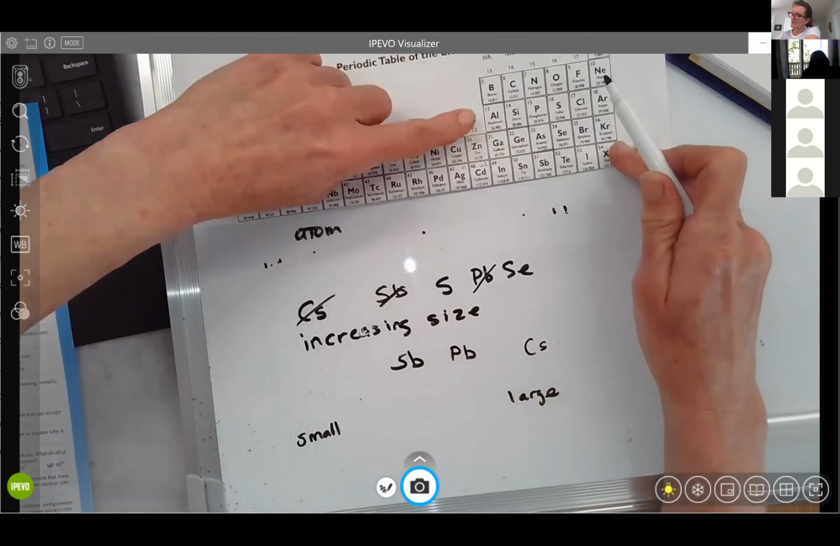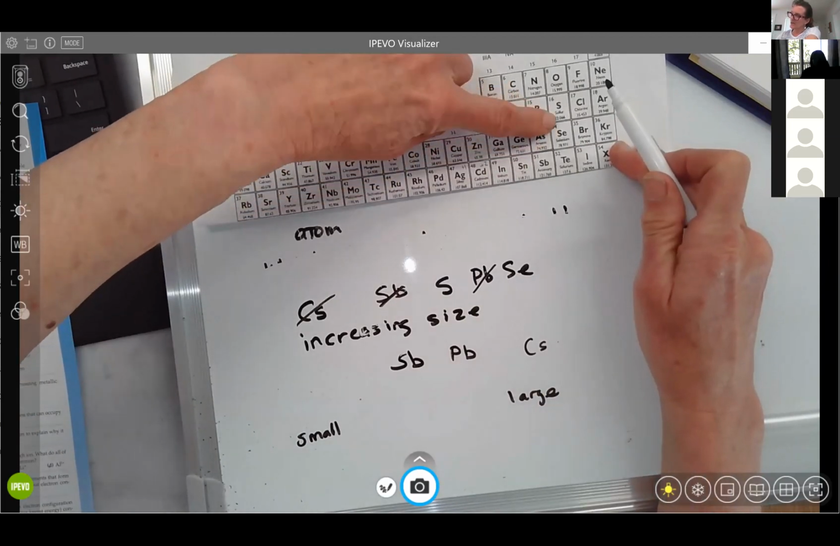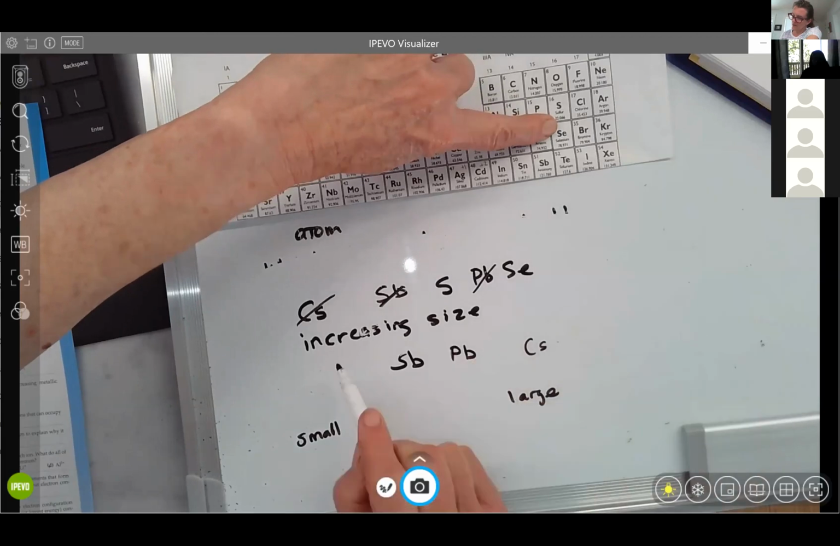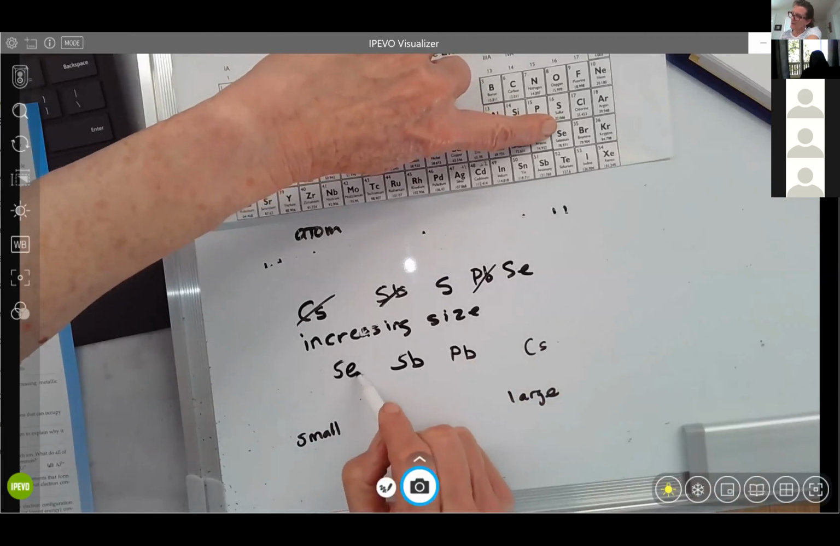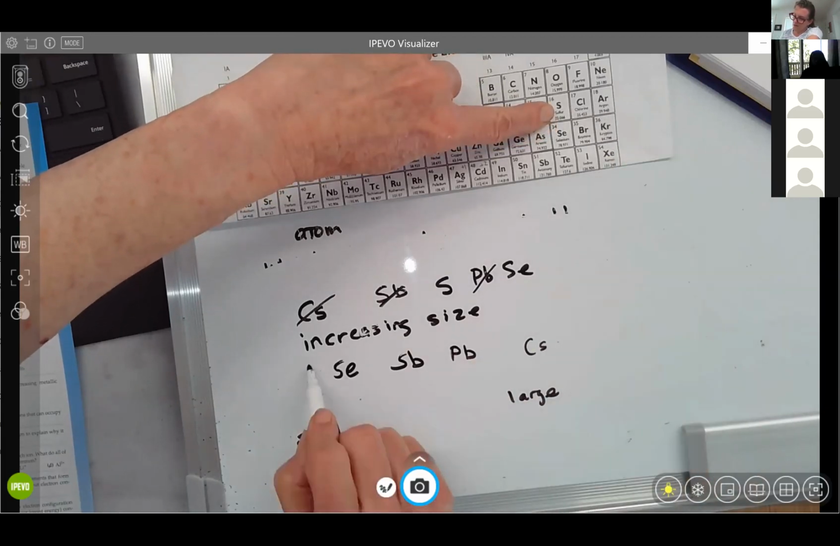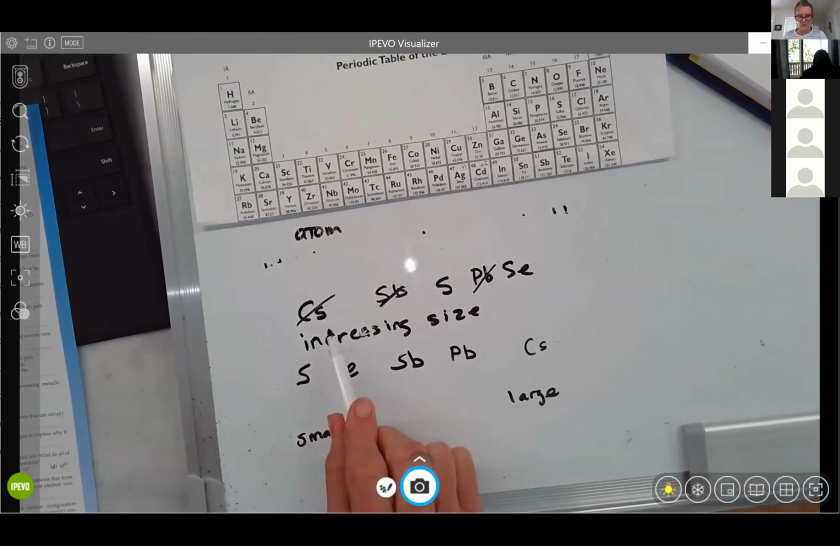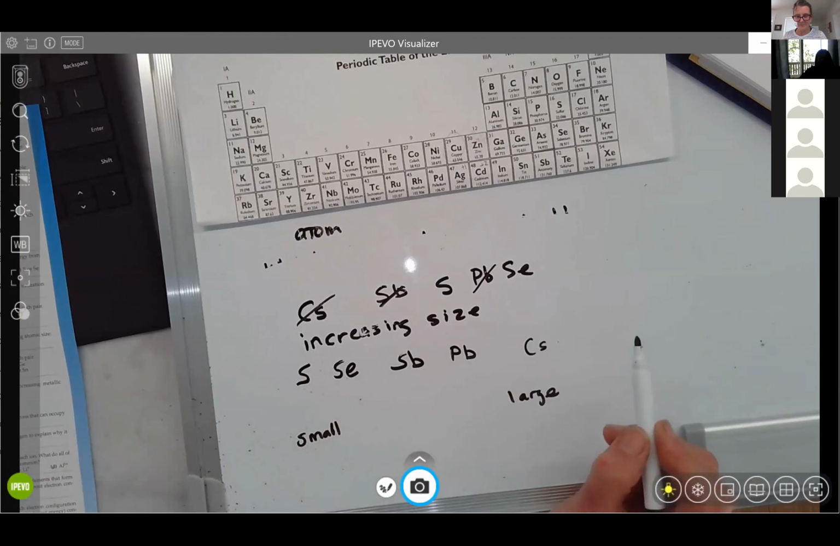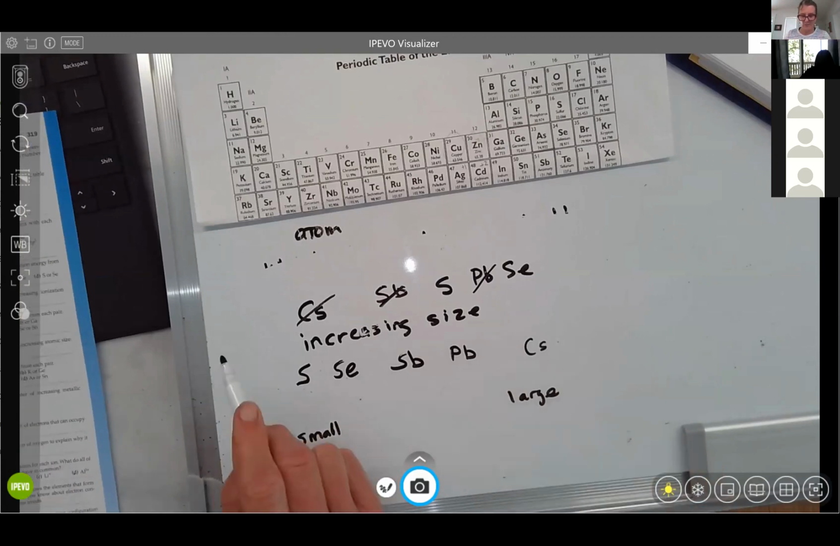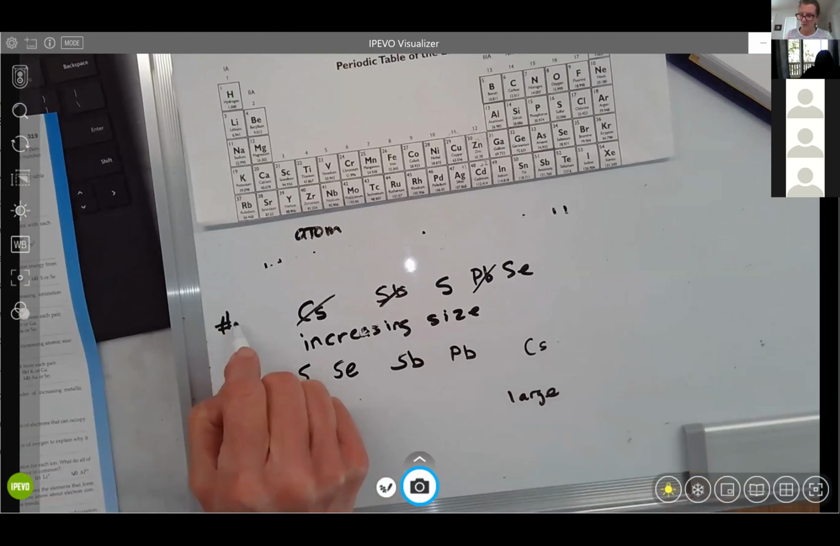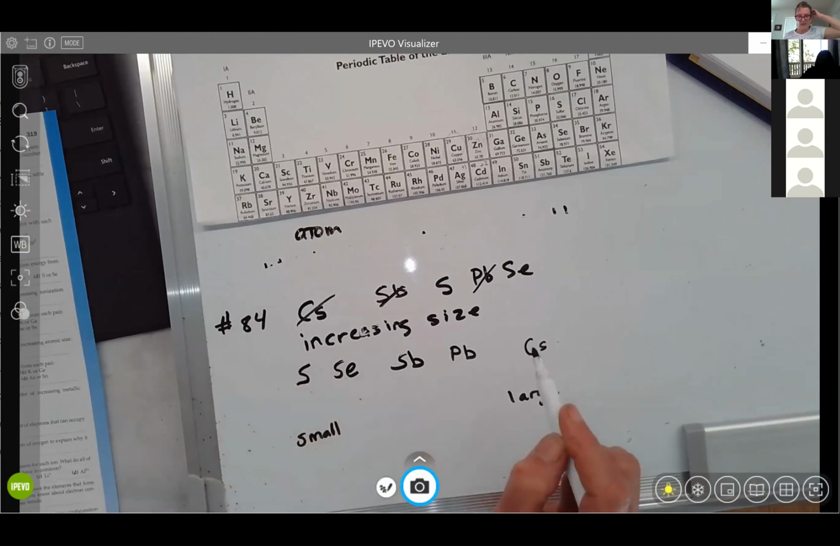Where's selenium? Oh, selenium here. And sulfur. And then sulfur. Cesium. No, the ones... This one is number 84. There's a similar one, 83, that you'll have the answer.